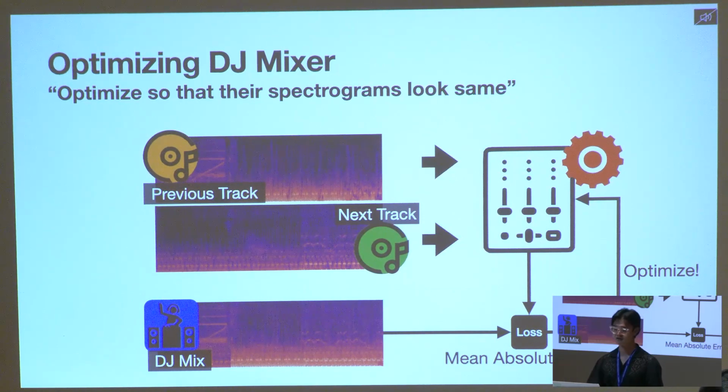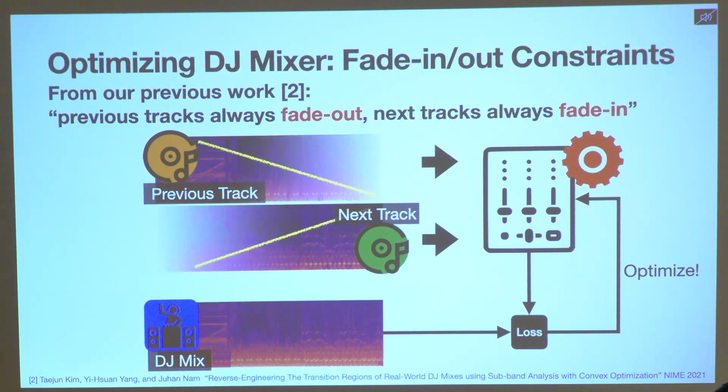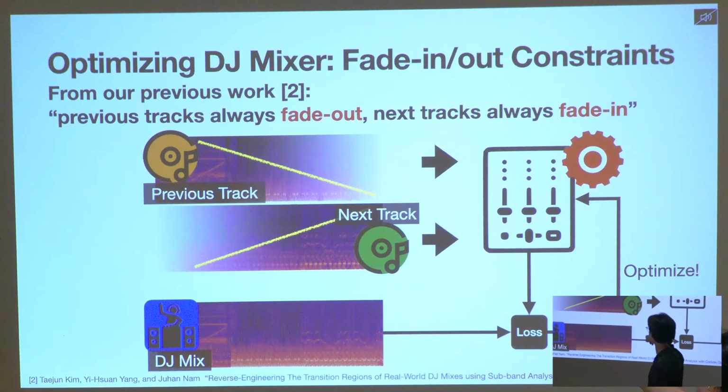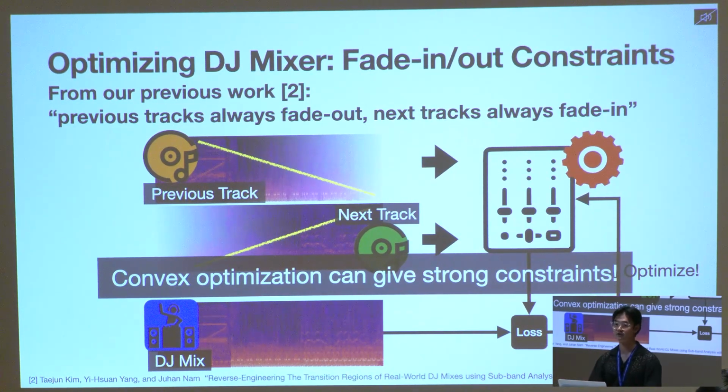Now we can think about which gain we should apply to the original tracks to get the DJ mix. We can simply think, okay, we should optimize so that their spectrograms look similar. But if you do it without constraints, it goes crazy like this, because without constraints it will generate very robotic values. The error is perfect, but it doesn't make sense. So again, in our previous work, we proposed a fade-in, fade-out constraint. The previous track should always fade out, and the next track should always fade in. So the previous track's gain should decrease like that, and the next track's gain should always increase like this. And if you use convex optimization, you can give strong constraints to them. So we applied convex optimization.